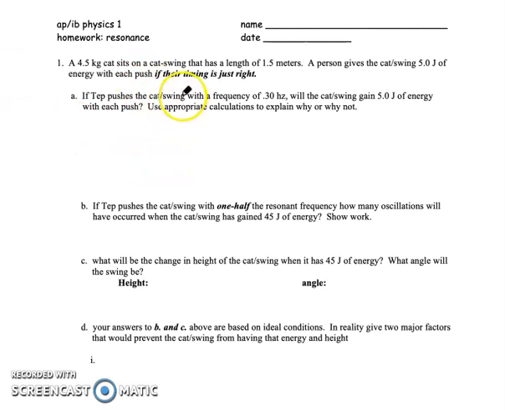Okay, so the first problem, we want to know if the cat will get 5 joules of energy for each push. And the key here is timing is right. This is an idea of resonance. You have to push with a frequency that matches the frequency of the swing. And the frequency of the swing is determined by its period, and we want to recognize here that this is a pendulum. Okay, so there is an equation for a pendulum for its period. Learned that last week. That's 2π√(L/g).